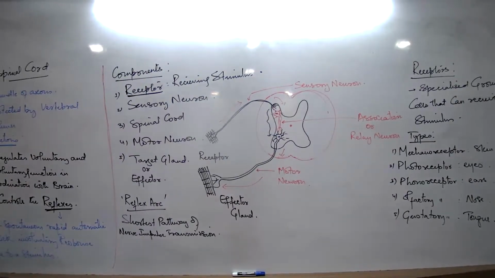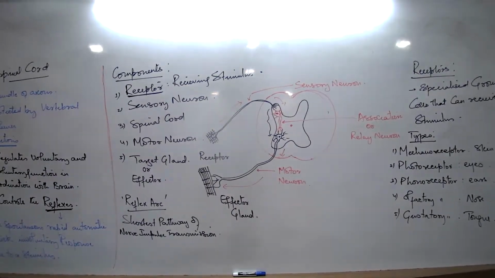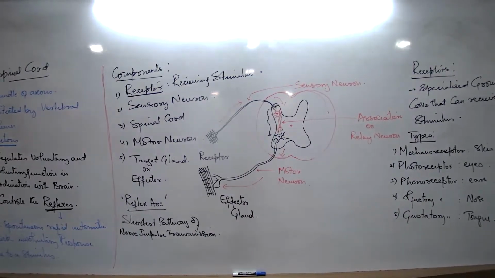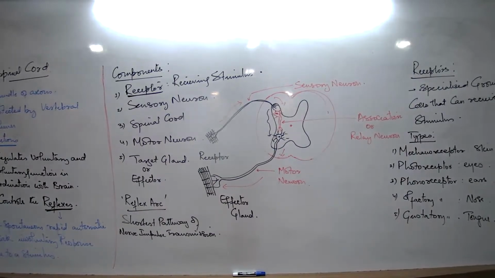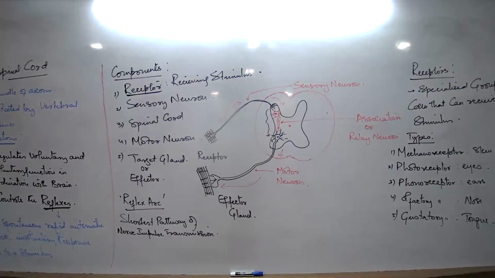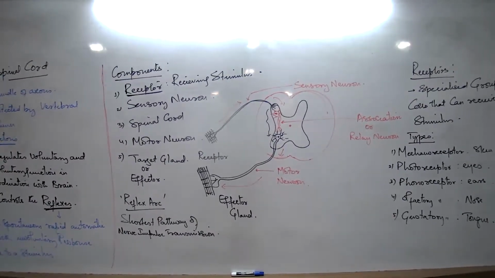Difference between sensory and motor. Write down: sensory neurons carry impulses from the receptor to the spinal cord. See the diagram, from way to way. Sensory neurons carry impulses from receptor to spinal cord.